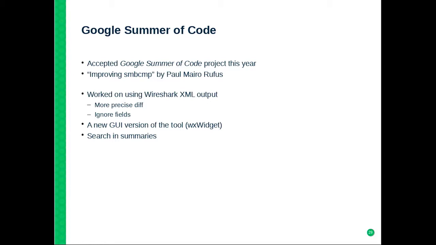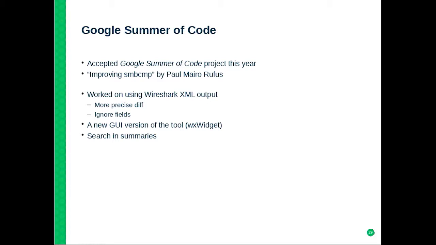It's basically a diff of two traces, correct? Does it use different protocols? Does it need to be only SMB? Theoretically it could work with any protocol, but since I'm mostly working with SMB, I made it SMB specific. But I think it could be generalized to any protocol for sure.